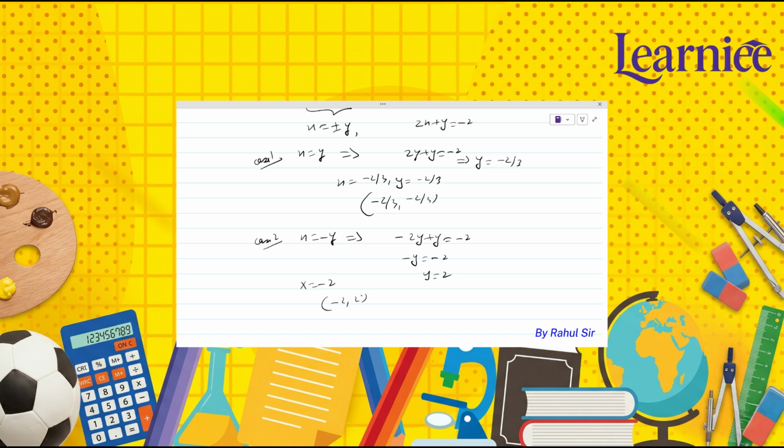Okay, so this is how we can use the equality of complex numbers to find the particular solution, solving for some ordered pair, like this one.